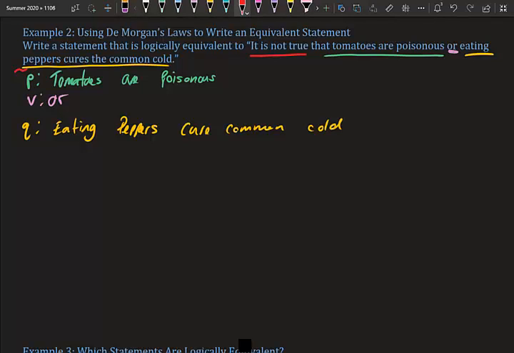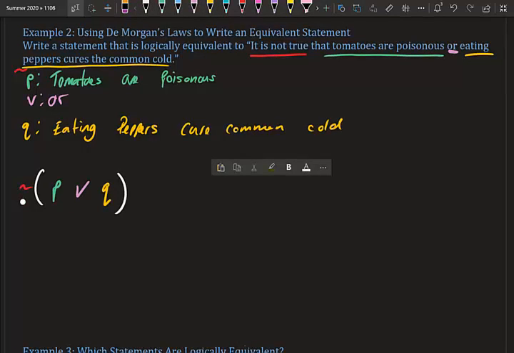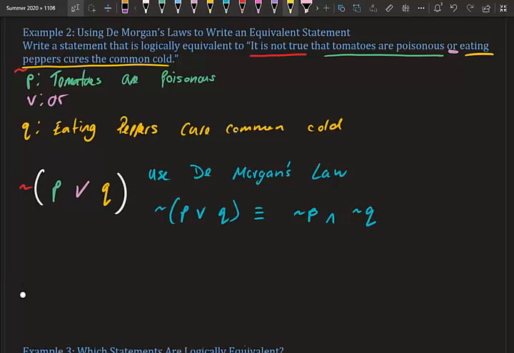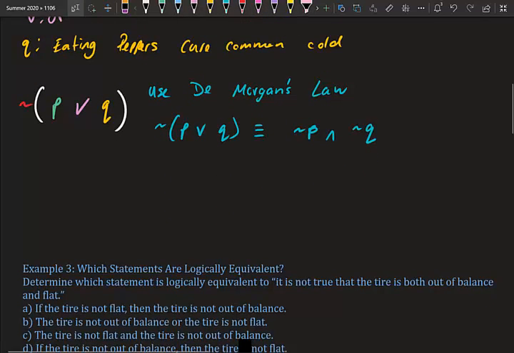First things first, we have it is not true. So before we get to anything, we negated it, and when we do that, we put our parentheses. It is not true that tomatoes are poisonous, so that represents P. Or, that was our connective. Eating peppers cures the common cold, that stands for Q. So it's telling us to use De Morgan's Law. That means that's what we have to do. So to use De Morgan's Law, this is what we have. That's what we came out to be.